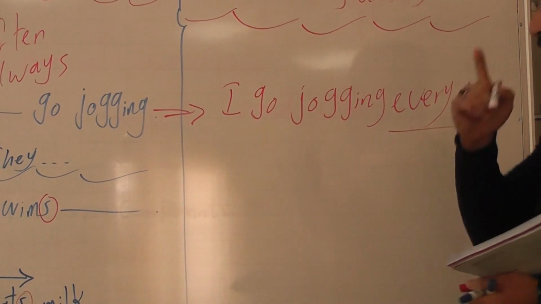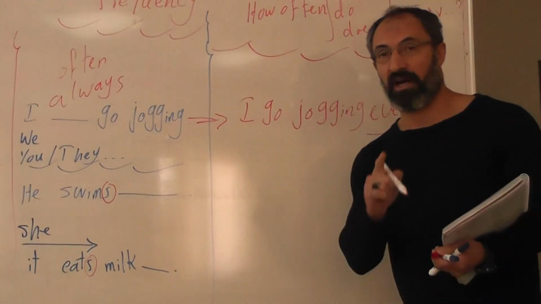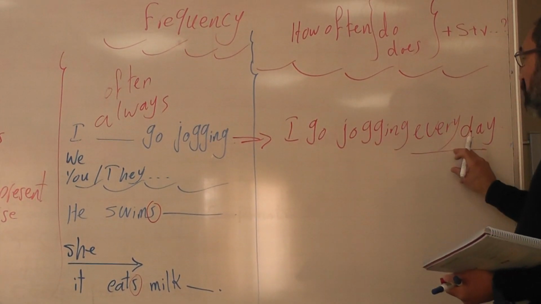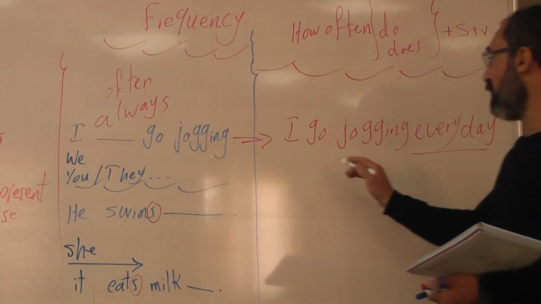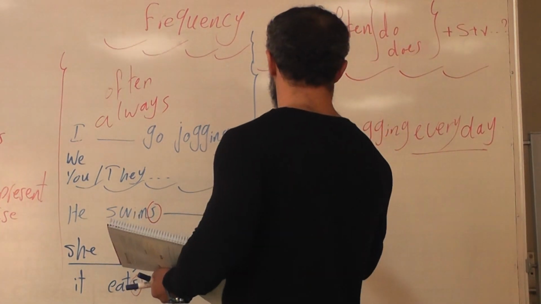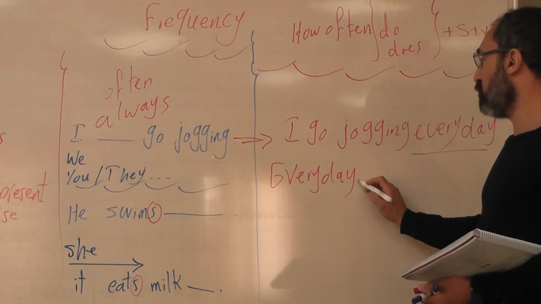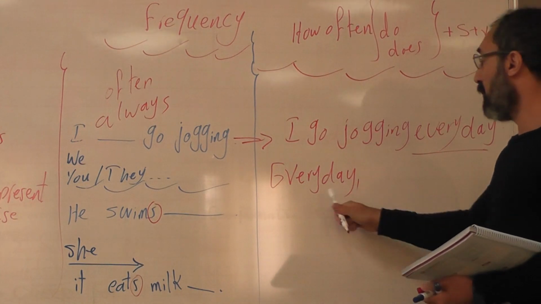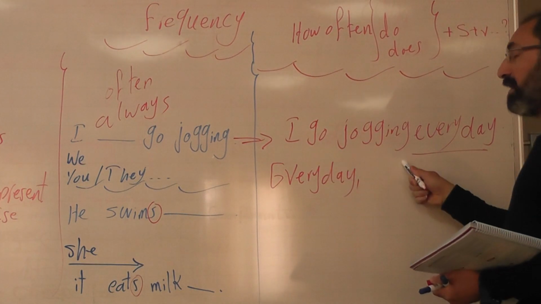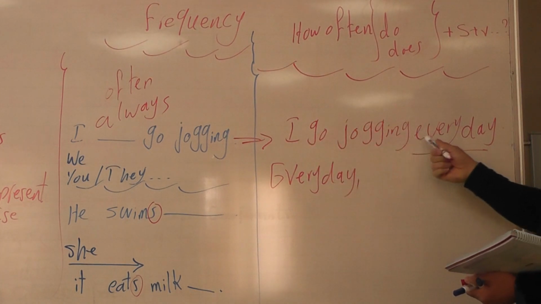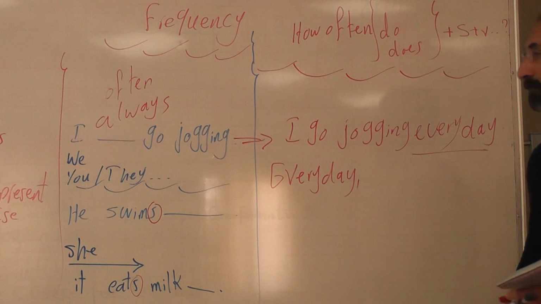There's something I would like to remind you. I can start my sentence with every day. So I can say, every day, and then I have to put a comma. Every day, I go jogging. Or, as we mentioned before, I go jogging every day.